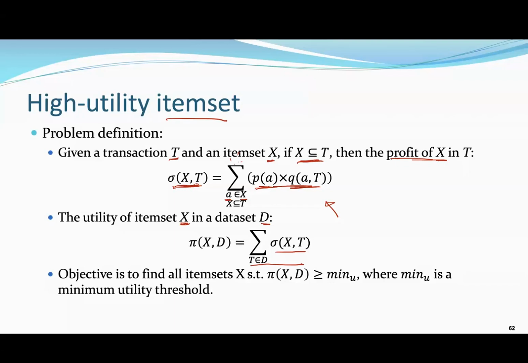All right. So the objective here is to find all items at X such that its utility, instead of support count, exceeds a threshold. And we use min U here to denote the minimum utility threshold. So essentially, by counting utility instead of support count, we are leaning a little bit more towards the amount of profit that is being made.